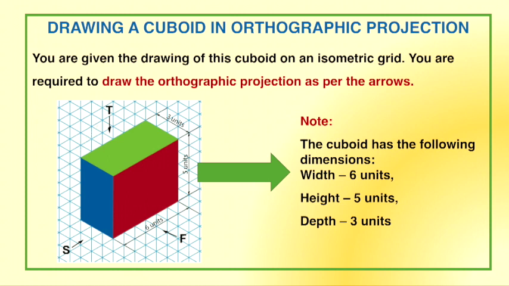Now, let us work out a simple exercise. We will work out the orthographic projection of a simple block. In this case, you are given the drawing of this cuboid on an isometric grid. You are required to draw the orthographic projection as per the arrows.